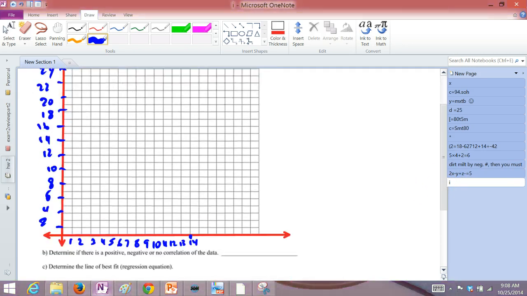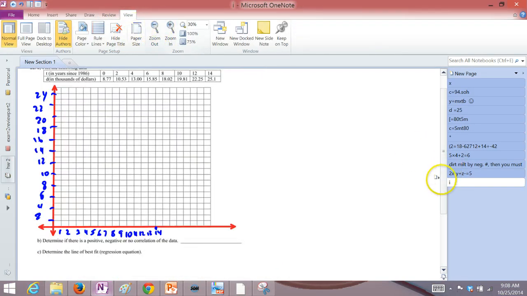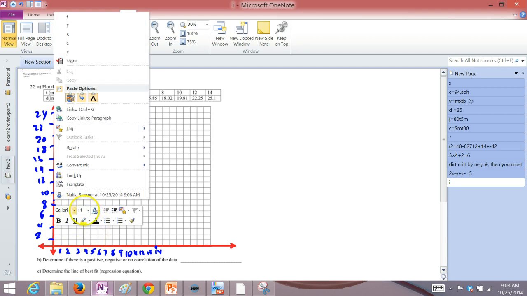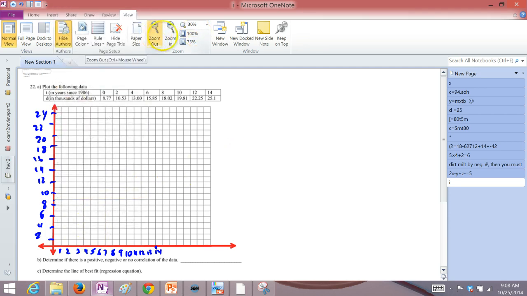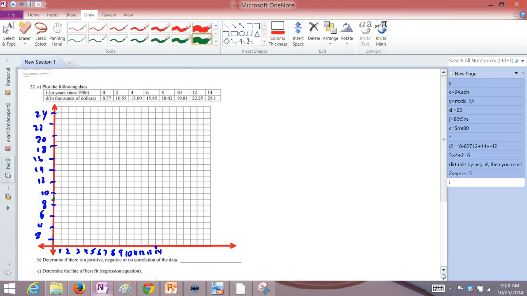When we're at 0, we're at 8.77. So just make something close to 9. Sounds good. Let's do it in a different color here. Green. Okay, great. At 2, I know we went by 2s. Oh darn, that would have been nice. Okay, 10.53, so halfway between 10 and 11.